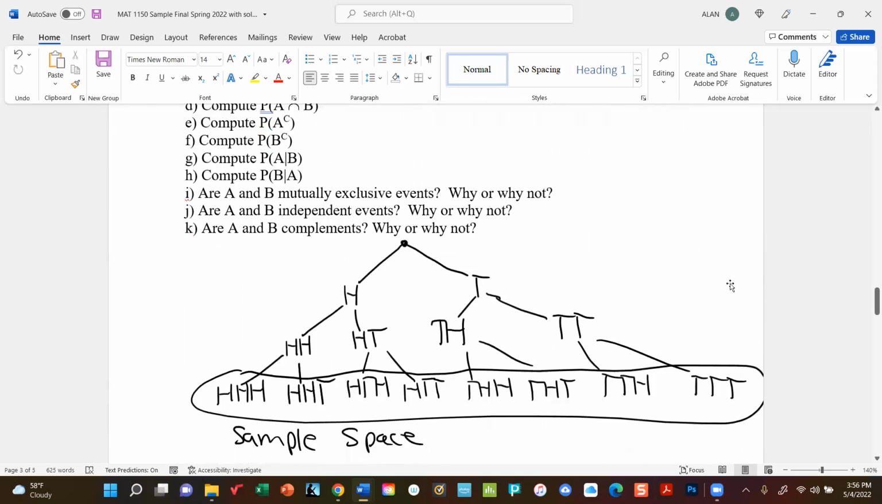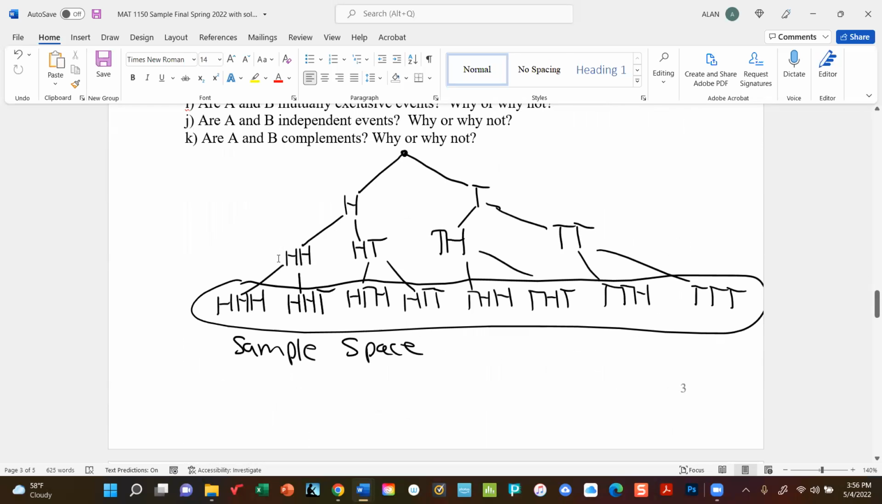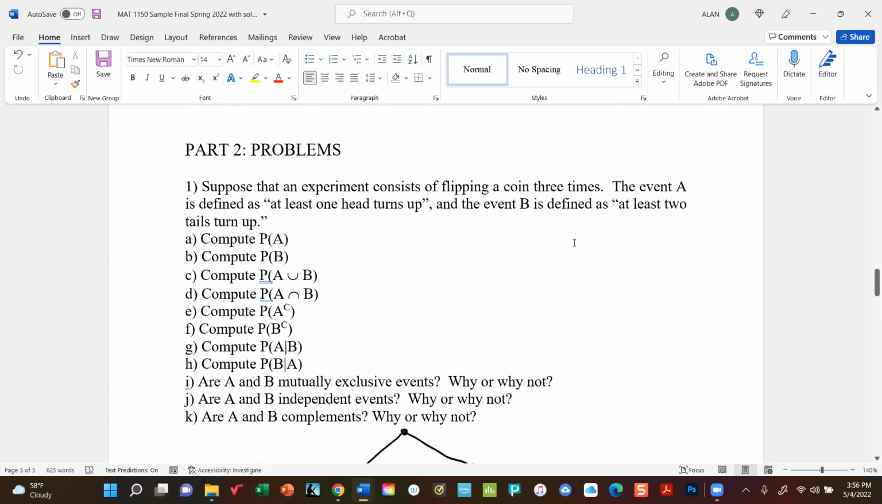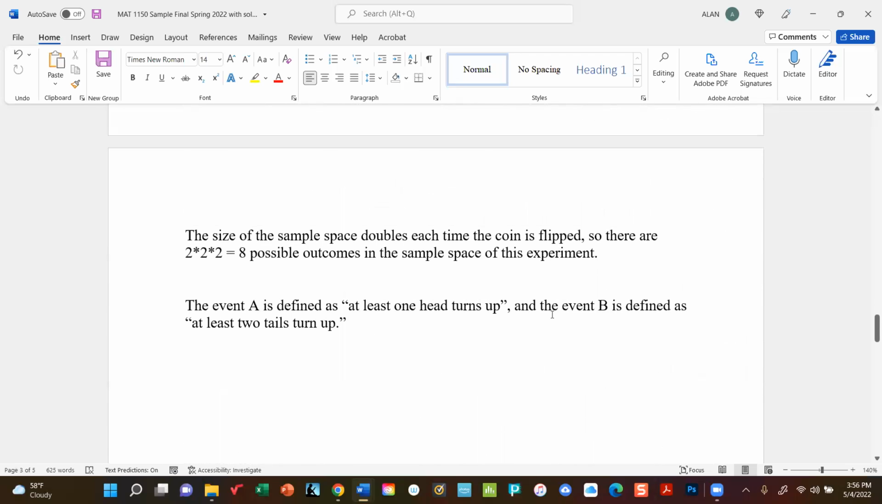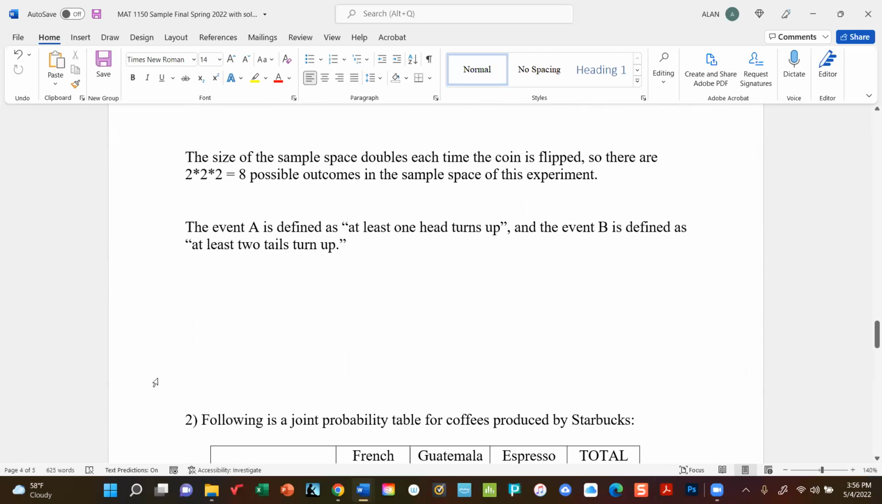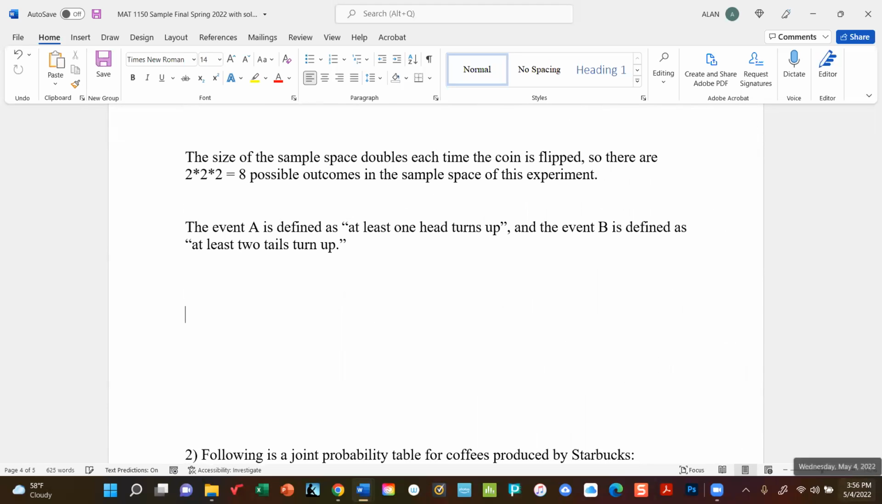If it was only two, this row up here, your second row, would be your sample space, but it's because it asked for three. That's how we know that there's 8 outcomes. Oh, thank you. Okay, so then A is everything except 3 tails.